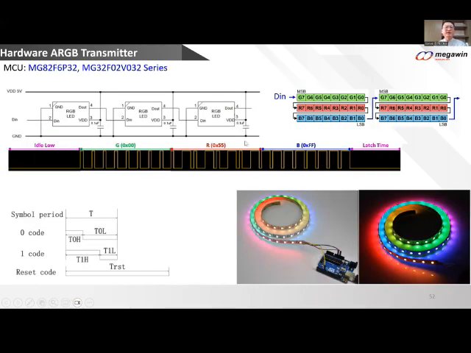And we also provide the ARGB transmitter, hardware ARGB. Currently, some of the customers are using the UART or SPI module to implement the ARGB lighting. But in that case, the CPU will be very busy. So we want to provide the hardware to reserve the CPU for other tasks.